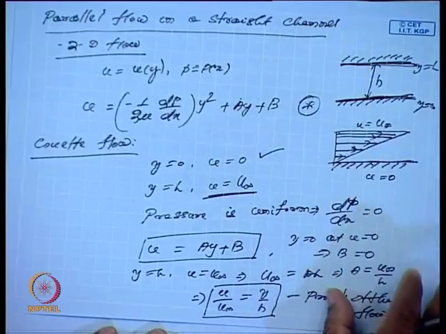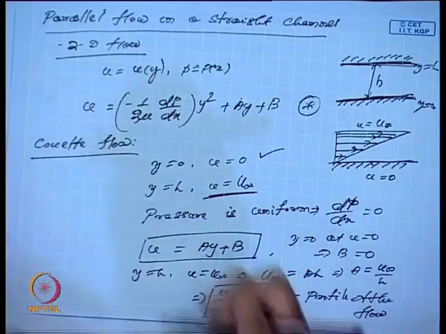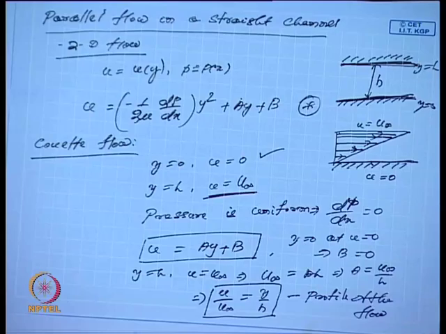The speed will be this. So, this flow is called a Couette flow, one of the simplest flows for a viscous fluid, a one dimensional flow.